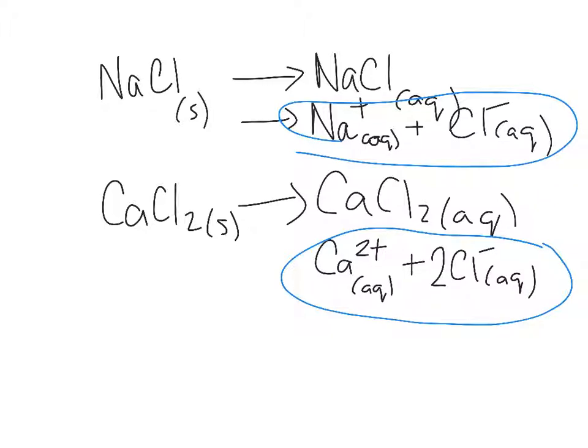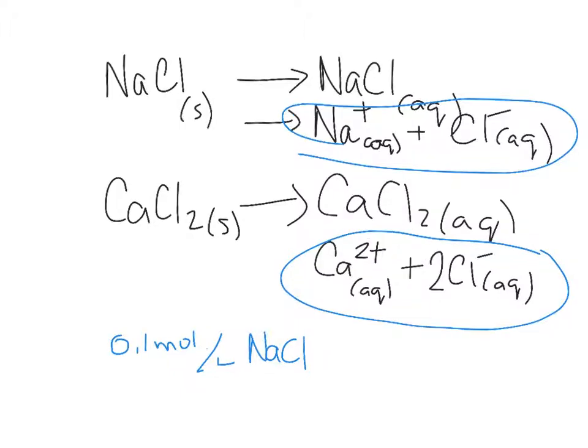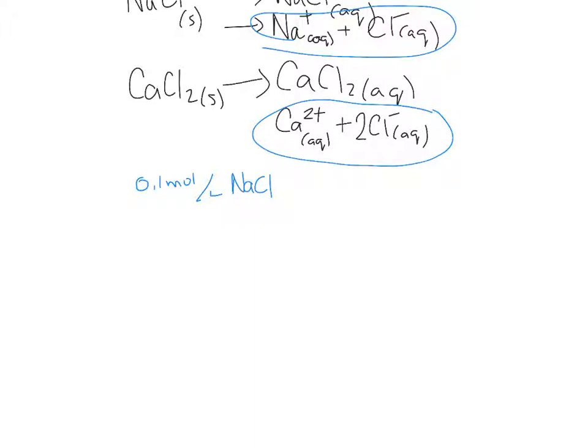All right. So, if I have 0.1 mole per liter sodium chloride, what's my concentration of chloride ions? What is my concentration of chloride ions if I have 0.1 mole per liter sodium chloride?